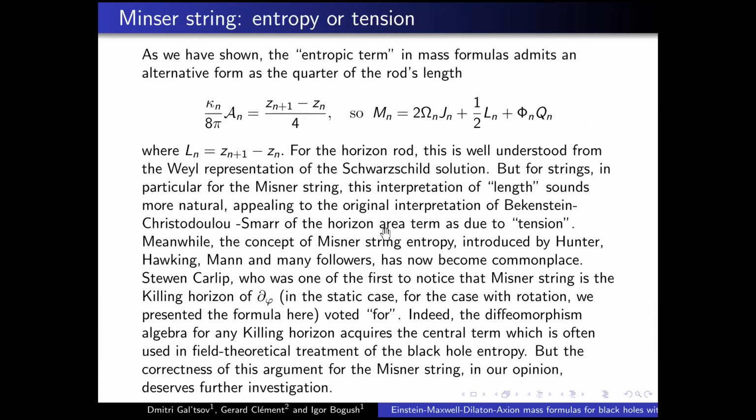Now, a few words about this interpretation of the horizon as a length of rods. Clearly this is reminiscent of Smarr's idea that it was due to tension, so not the surface gravity, but tension. Of course, there is a tension on the horizon. We know this from other theories, but now it is the length of the rod. On the other hand, in the Schwarzschild metric in the Weyl presentation, its mass is just half of the rod. So you will get the same.